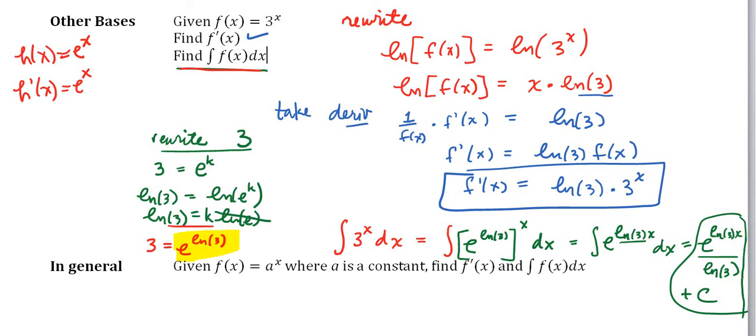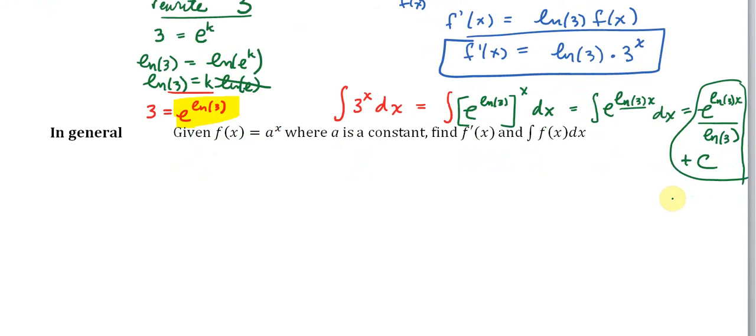I'm going to squeeze that right in there. Okay? So you see here that when you have a base of something other than e, the strategy is really to convert it into something that looks like e. Because e to the x is very easy to take the derivative of, and it's also very easy to take its antiderivative.